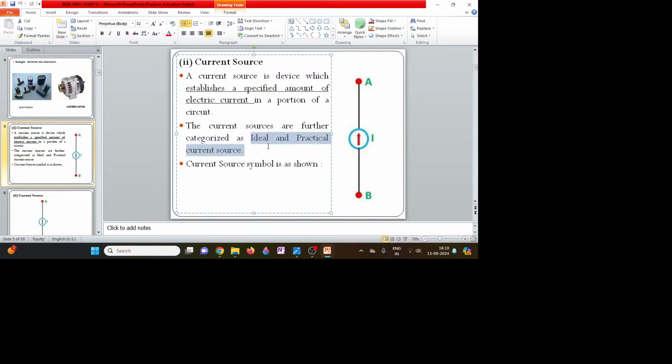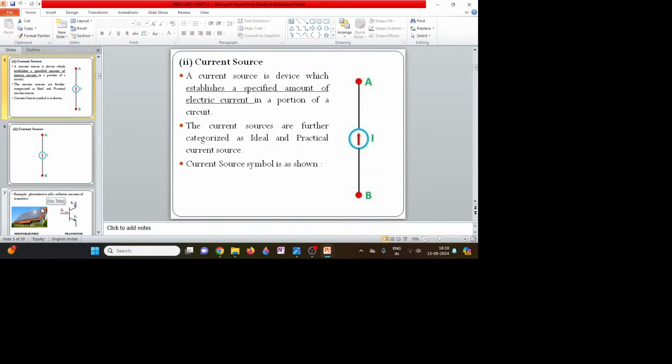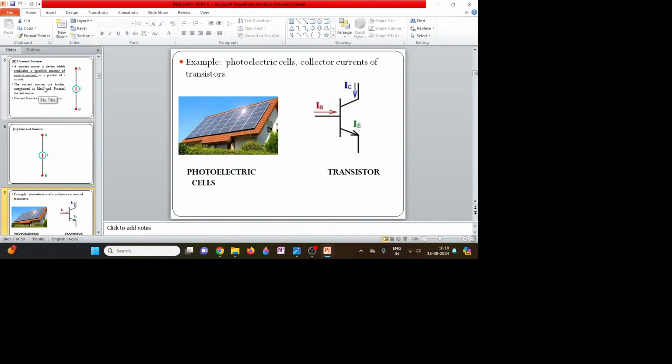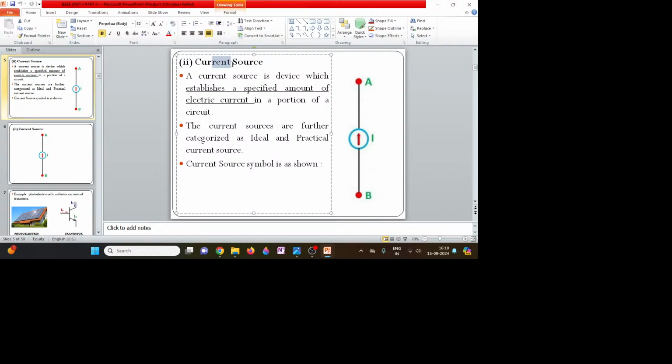A current source can be an ideal or a practical current source. Since it is not in the syllabus, I am not going to discuss it. Okay, so just write down this current source heading and write down this content in your notes.